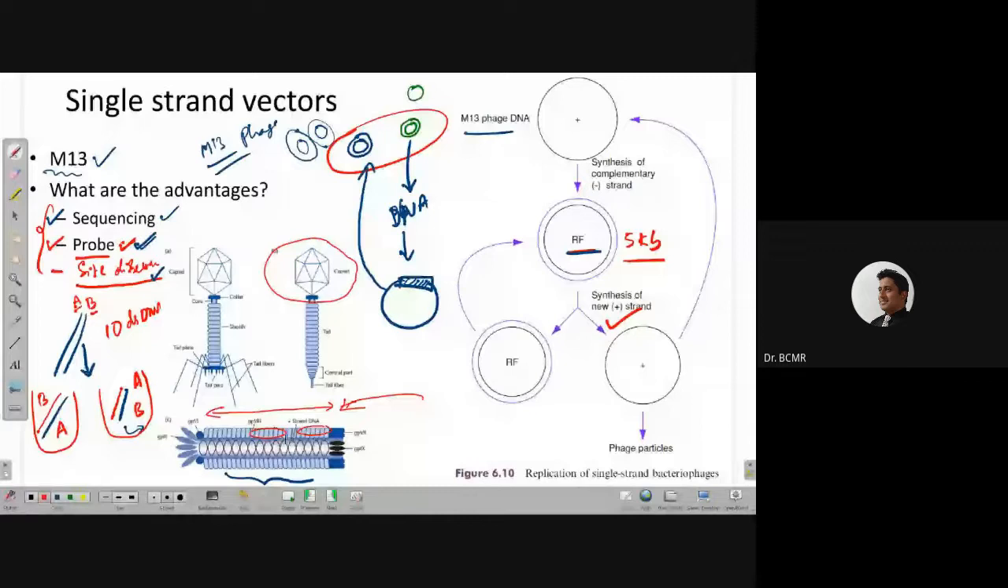And why do we want single-stranded in the first place? There are several reasons. One is for sequencing. The other is for making probes in blotting techniques and for site-directed mutagenesis. We have better ways of doing things right now, but it is still important that we learn, because these principles can be applicable in many other techniques or problems that you are supposed to solve.